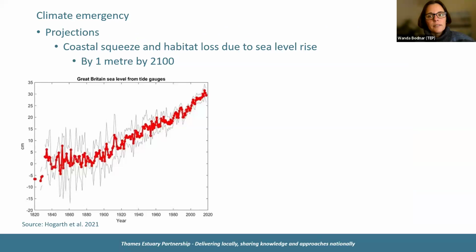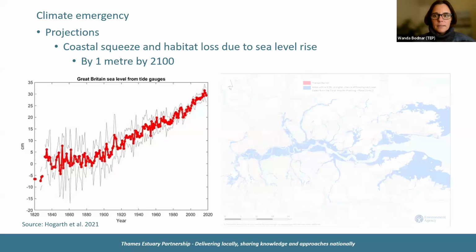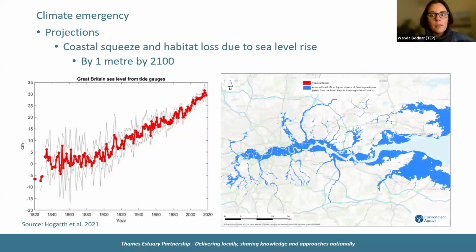Sea level is also set to rise further. This is due to the melting of the Greenland and Antarctic ice sheets, and because the ocean is also getting warmer, and warmer water will expand, taking up more space. So we know that in the Thames Estuary area, we are already locked in for at least 1 meter rise by the end of the century, no matter how much we try to reduce our emissions.